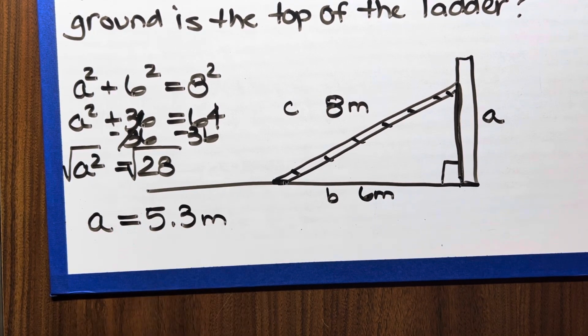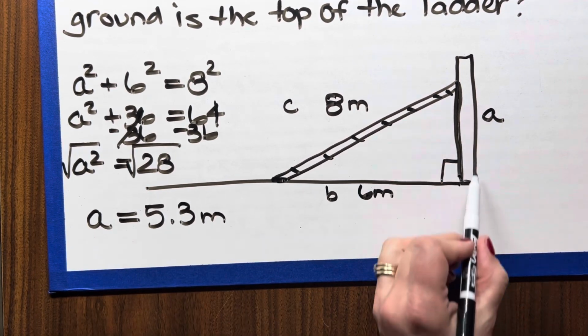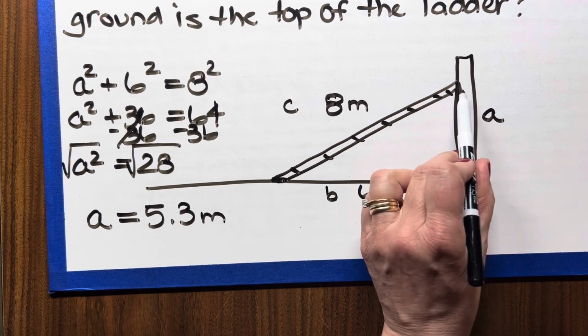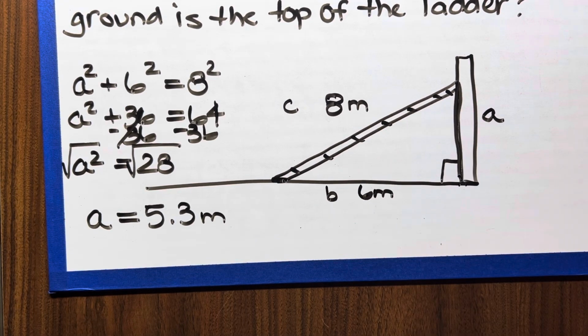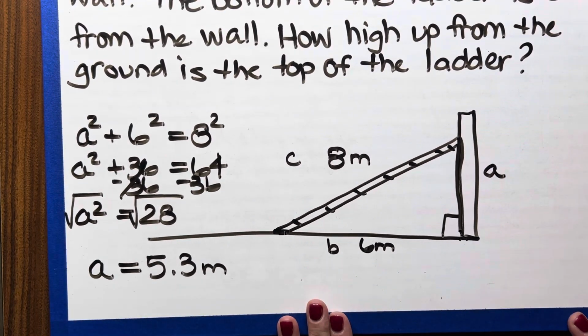And our unit of measure was meters, so what that tells me is that it's about 5.3 meters from the ground to where the ladder reaches up against the wall. So we've used the Pythagorean theorem to help us solve a word problem.